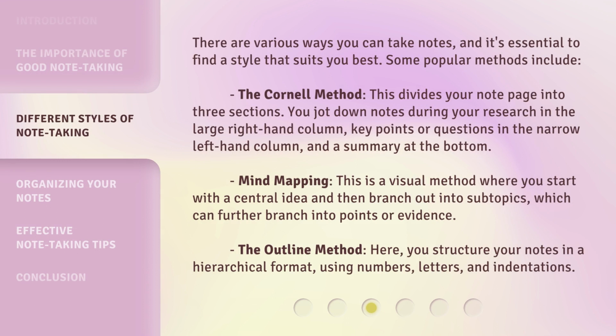There are various ways you can take notes, and it's essential to find a style that suits you best. Some popular methods include the Cornell method. This divides your note page into 3 sections. You jot down notes during your research in the large right-hand column, key points or questions in the narrow left-hand column, and a summary at the bottom.